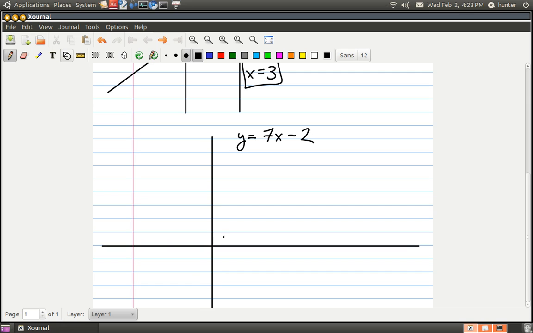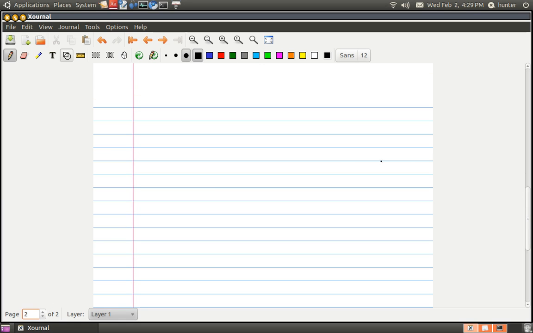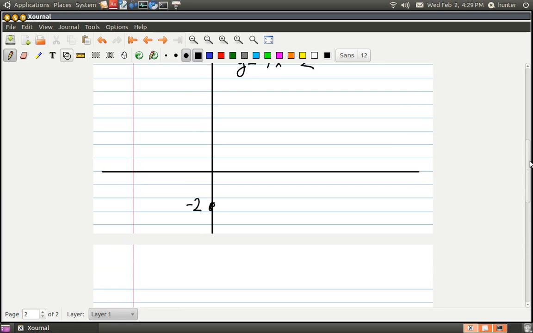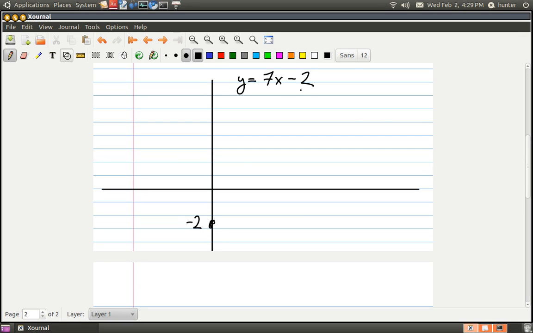Alright, so how do I start doing this? Well, I know that the y-intercept is negative 2, right? So there's several ways to go forward. One thing I could do is just kind of guess what a slope of 7 looks like. So I know that it's going to cross the y-axis here, and the slope is going to be 7, so that's extremely steep. I can draw a slightly better picture if I figure out the x-intercept too.